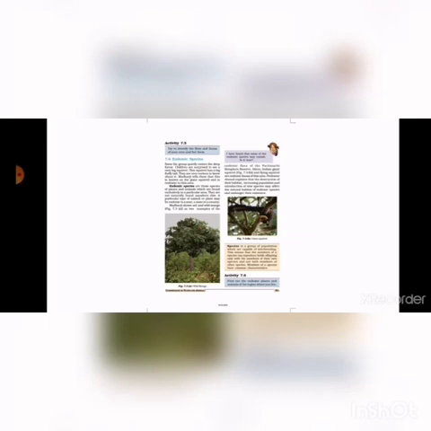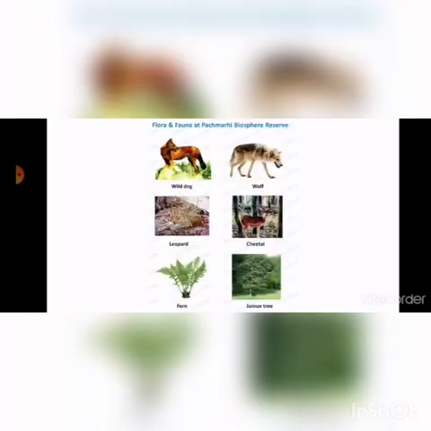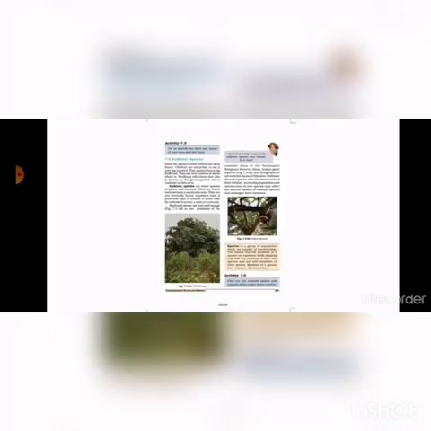Then we study flora and fauna. What is flora? The plants. Fauna means animals. The plants and animals found in a particular area are termed the flora and fauna of that area. Next we study endemic species.